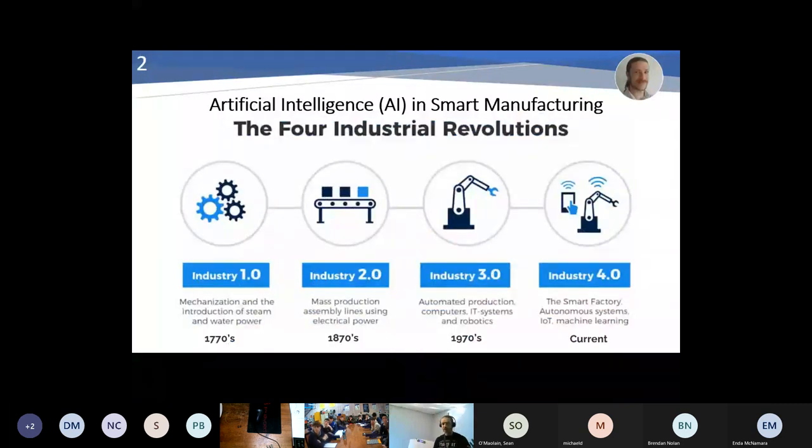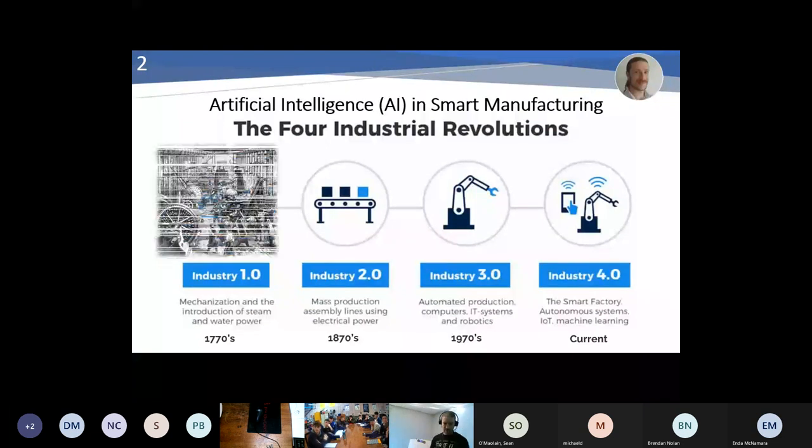So there have basically been four industrial revolutions, of which we're in the middle of the fourth one at the moment. And the first one, Industrial Revolution 1.0, would have started back around the 1770s with the mechanization and the introduction of steam and water power.